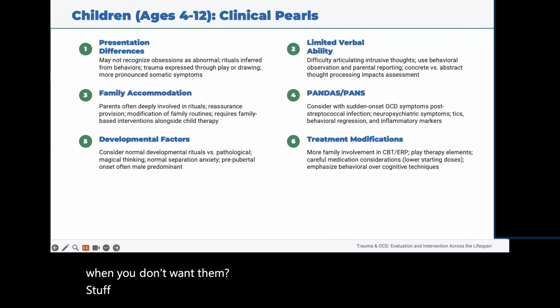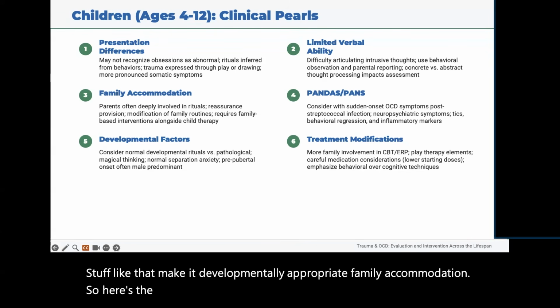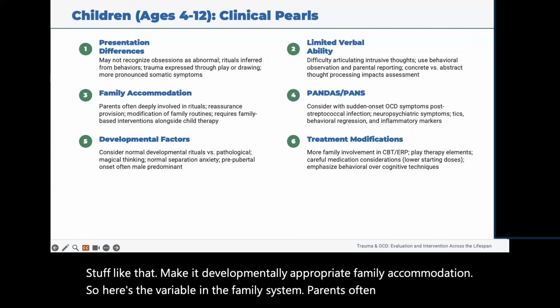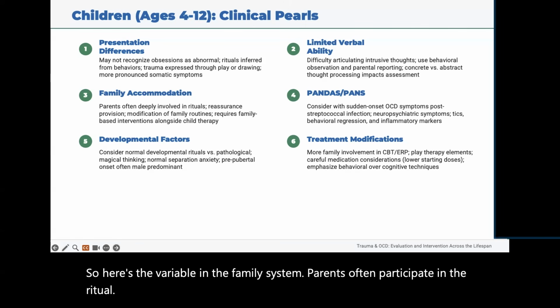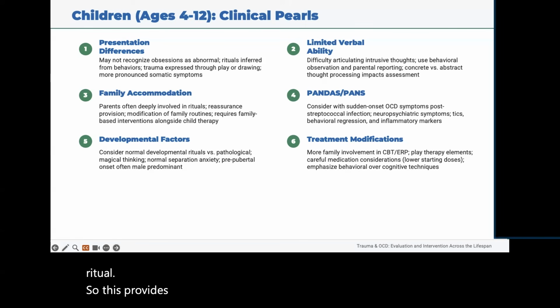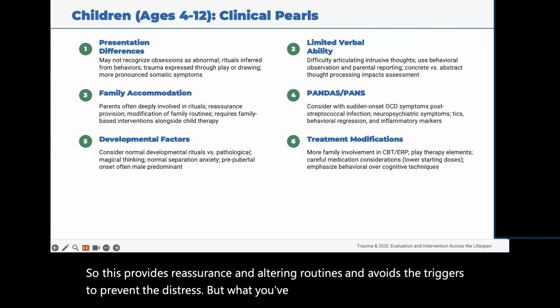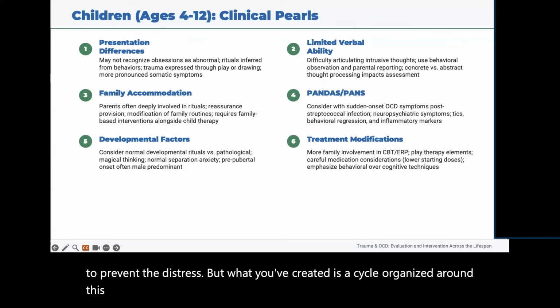Stuff like that. Make it developmentally appropriate. Family accommodation. So here's the variable in the family system. Parents often participate in the ritual. So this provides reassurance and altering routines and avoids the triggers to prevent the distress. But what you've created is a cycle organized around this distressed child that keeps reinforcing it.